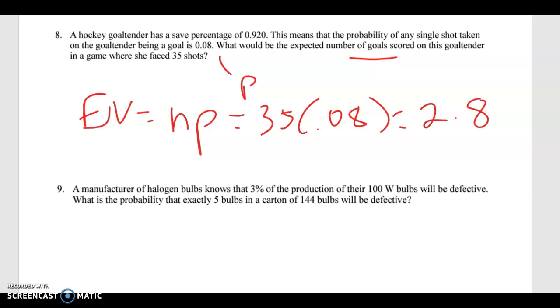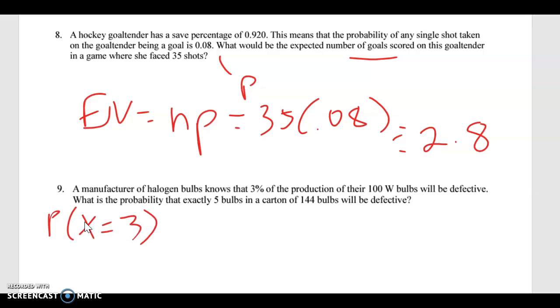A manufacturer of halogen bulbs knows that 3% of their production of their 100-watt bulbs will be defective. What is the probability that exactly 5 bulbs in a carton of 144 will be defective? Now this one is going to require using our binomial probabilities, okay? So the probability of x equals 3, given that x is a binomial with 144 as the number and 0.03, okay?